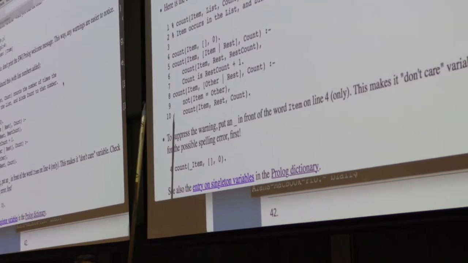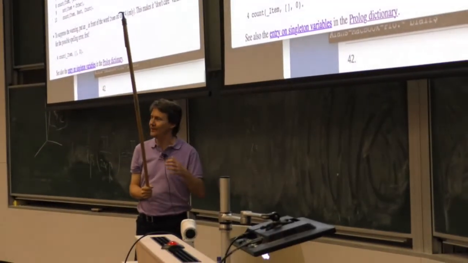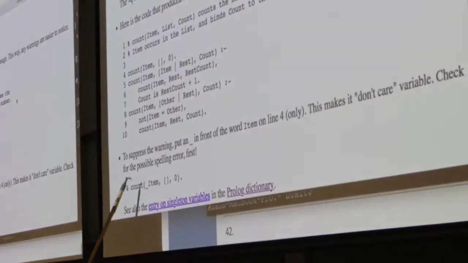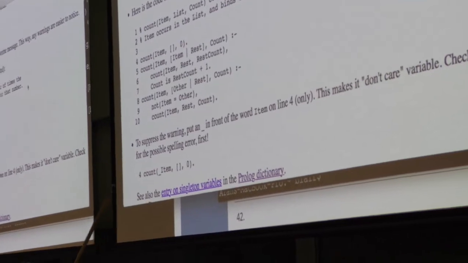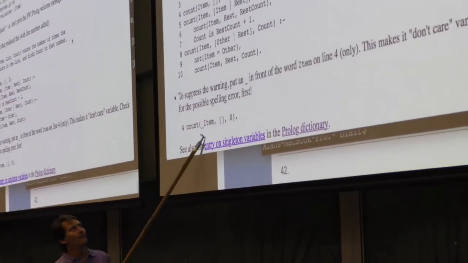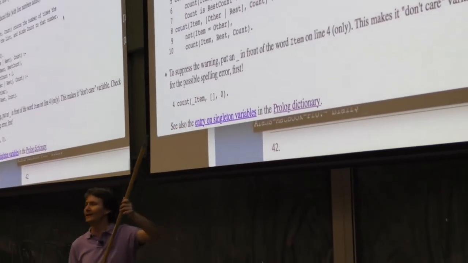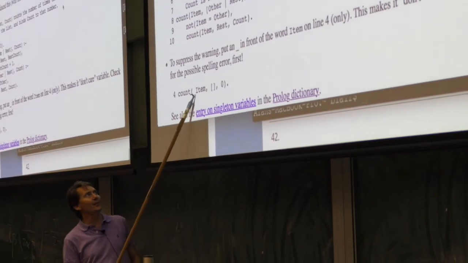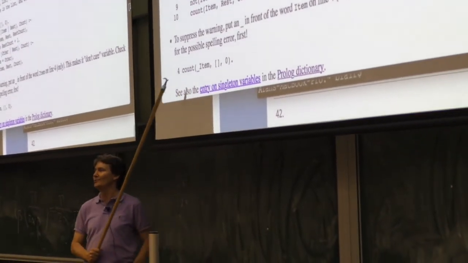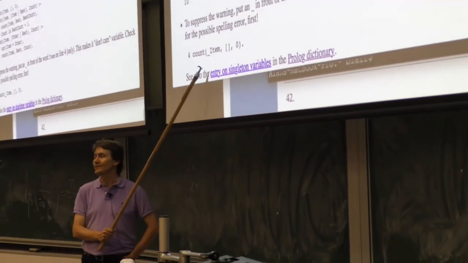Now, it's important when you submit your assignment, you must write your code in such a way that it doesn't give you any warnings. So the way we get rid of this particular warning is we put an underscore in front of that name. We could just write the underscore itself, or we could write underscore and then a name. But this tells the compiler, yes, we're aware of the fact that this is a singleton variable and we want it to be a singleton variable because we don't care what its value is.